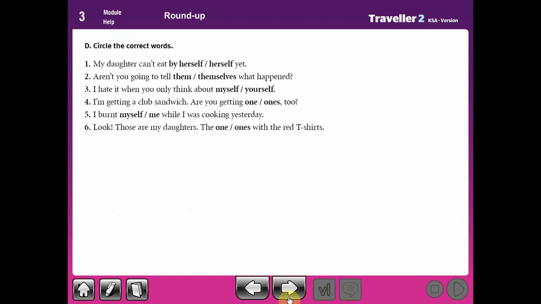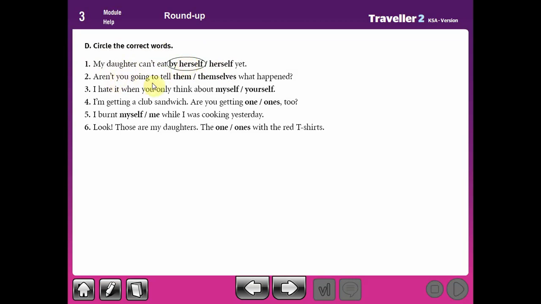To the next exercise, we have to choose between the reflexive pronouns. We will choose the correct word. My daughter can't eat by herself or herself. So if you say can't eat herself, then you are talking about someone eating her flesh, right? So she can't eat by herself. So we have to use by here, right?